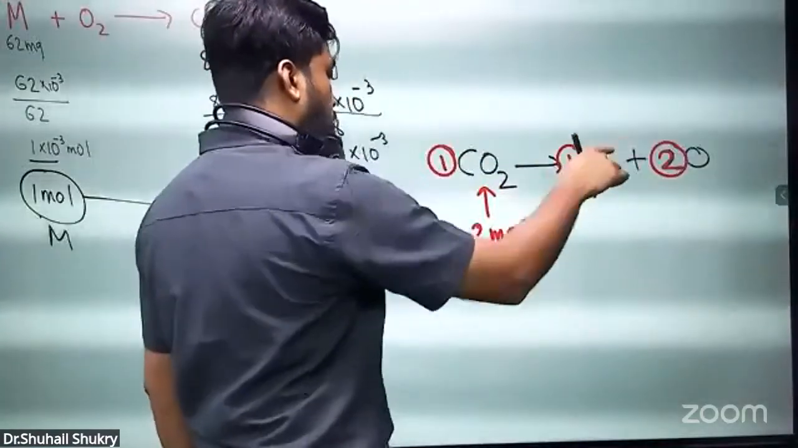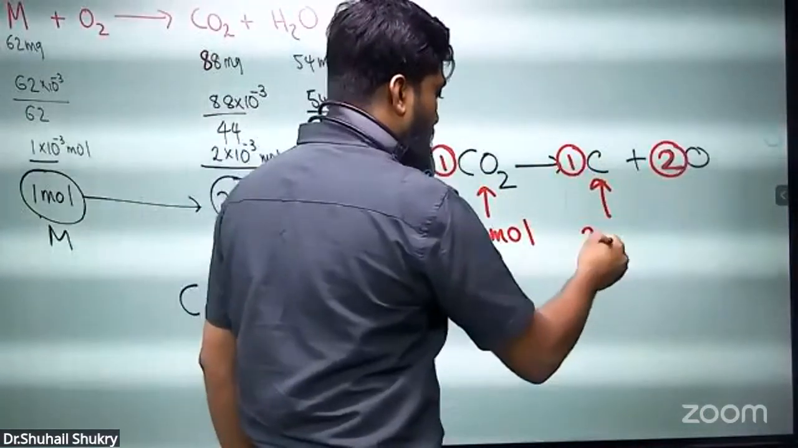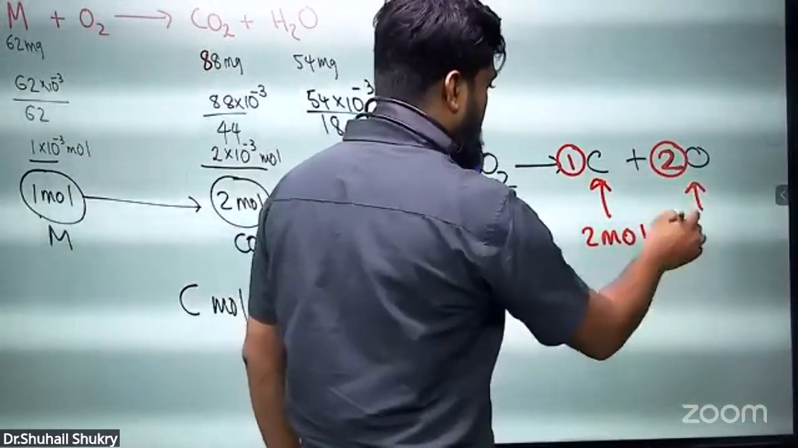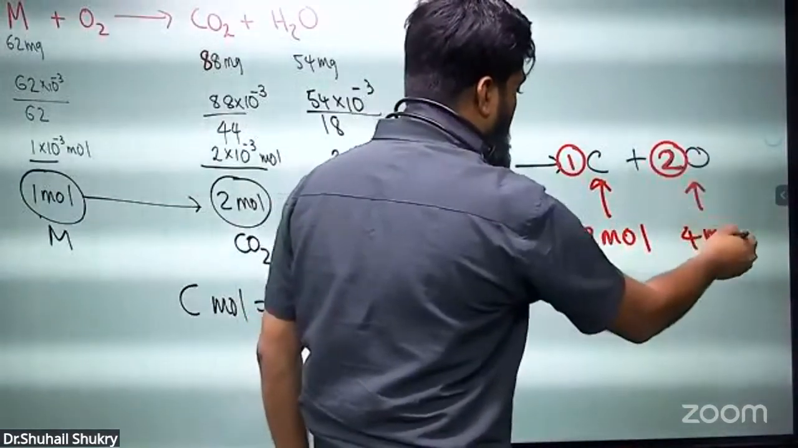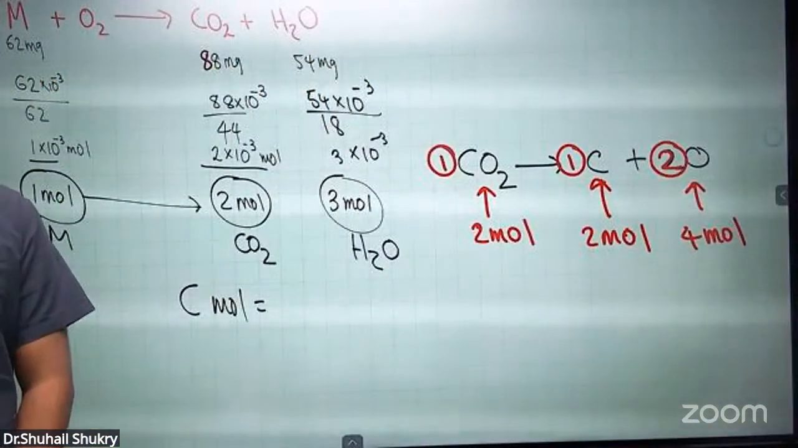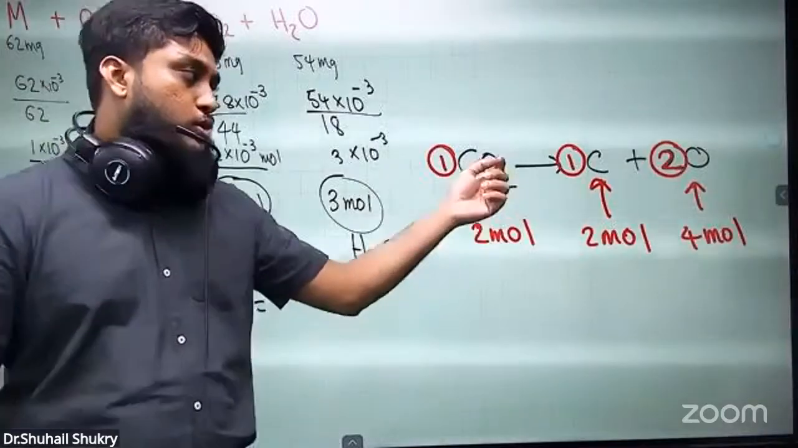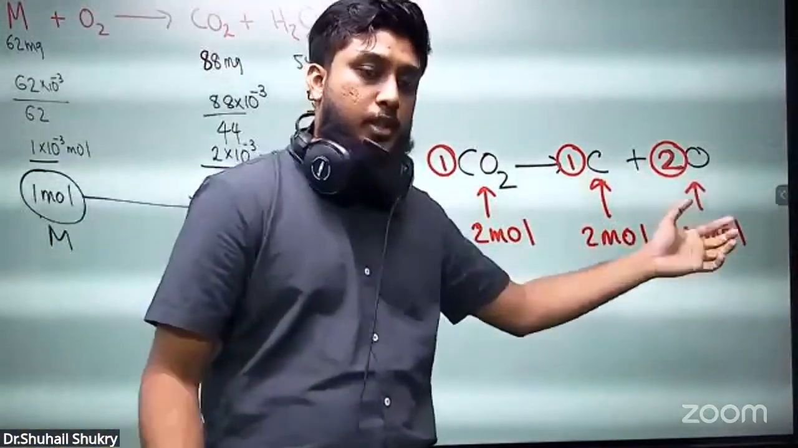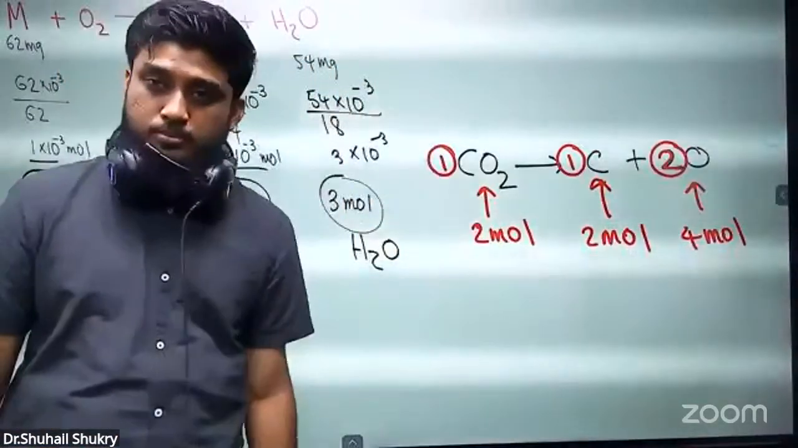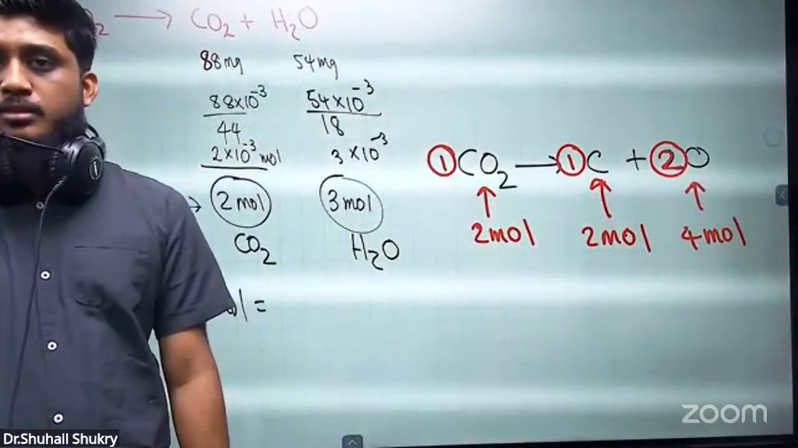1 is to 1 is to 2. Carbon moles also will be how much? 2 moles. How many oxygen moles are inside the carbon dioxide? 2 means 4 moles of oxygen are inside this. Can you understand that? Again, 2 moles of carbon and 4 moles of oxygen will join together and will form 2 moles of CO2. Can you understand this? So this is the meaning.